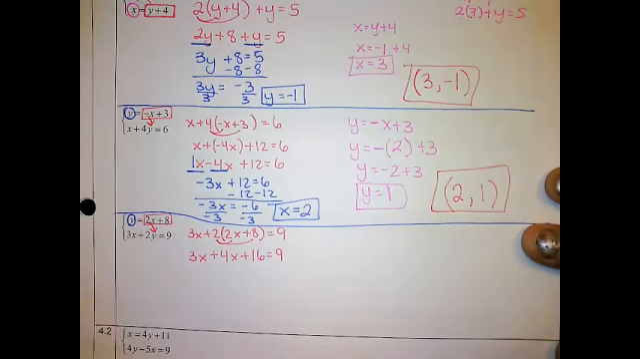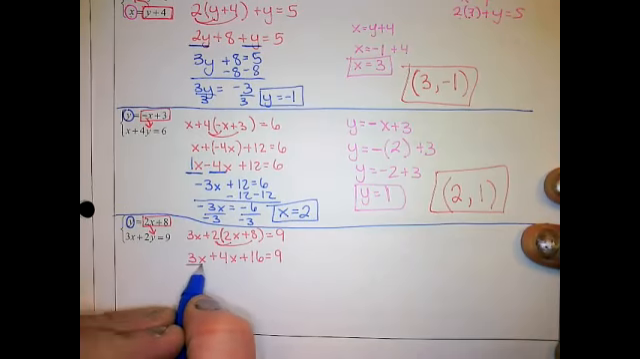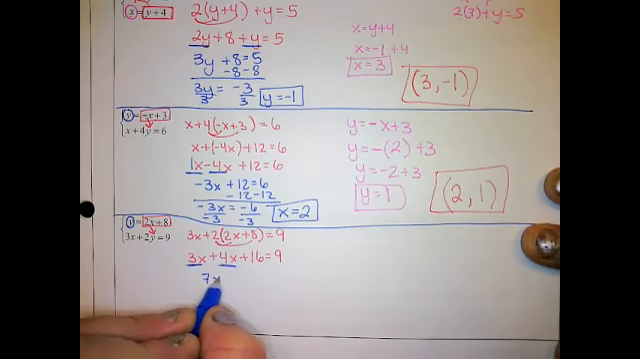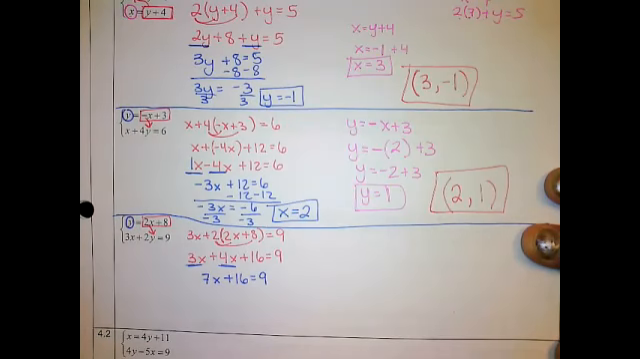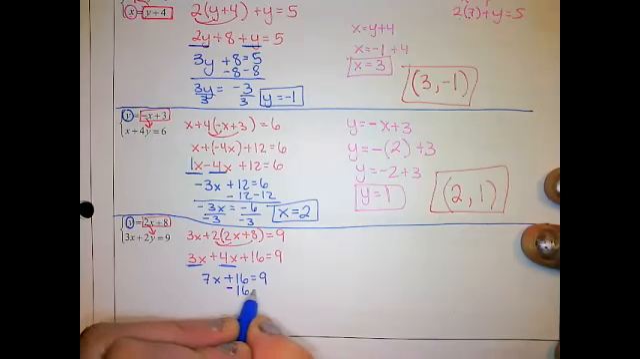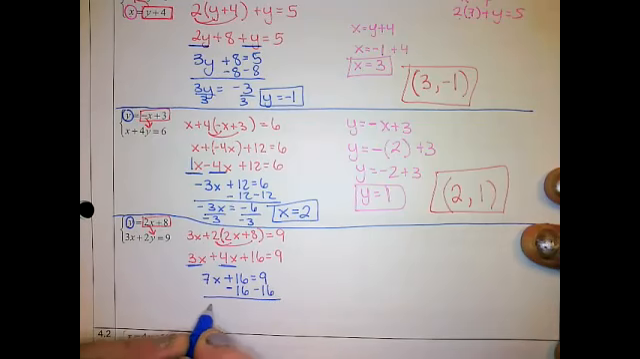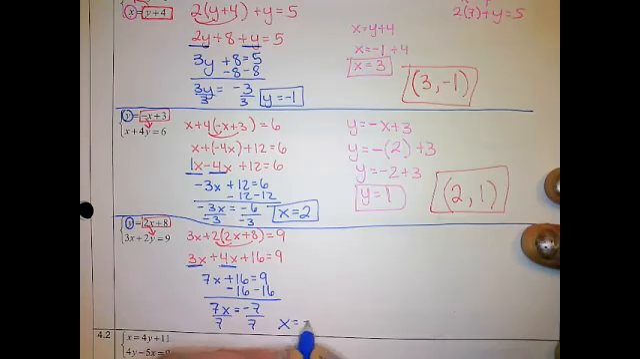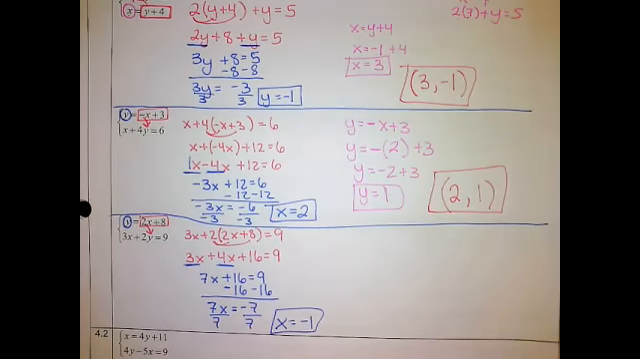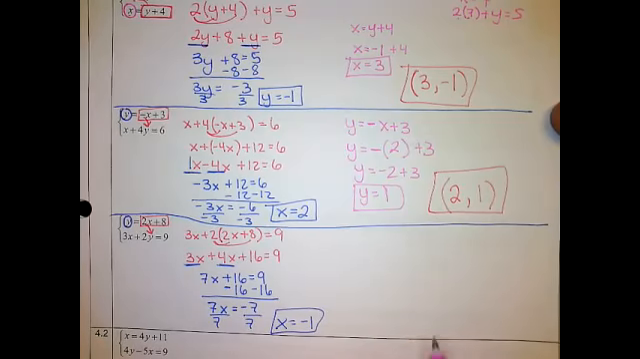So 3x plus 4x, I need to combine my like terms. And I get 7x plus 16 equals 9. I'm going to subtract 16 from both sides. And I get 7x equals negative 7. Divide by 7 on both sides, and I get x equals negative 1. So I know my x value, but I still have to plug it back in and find y.